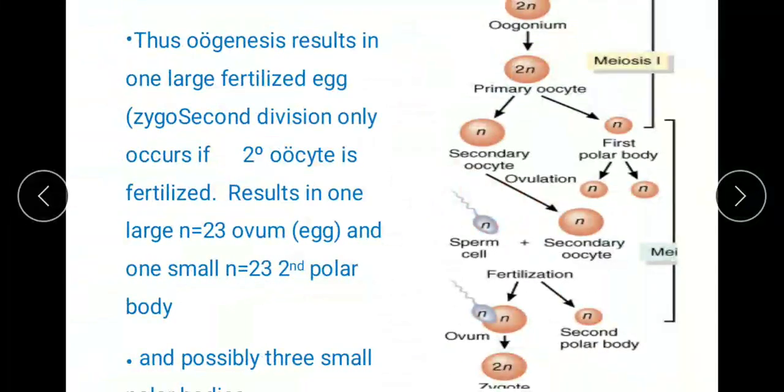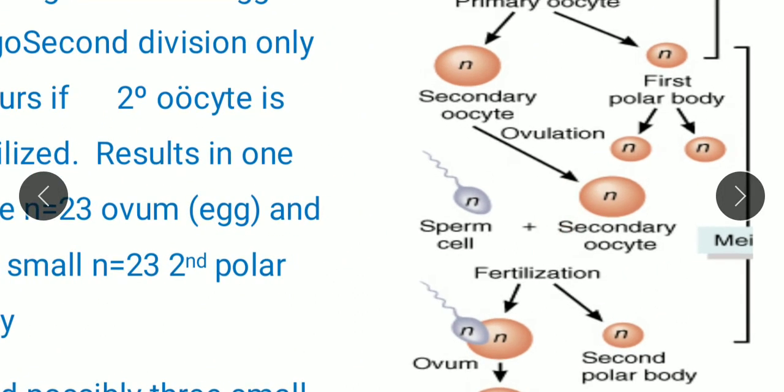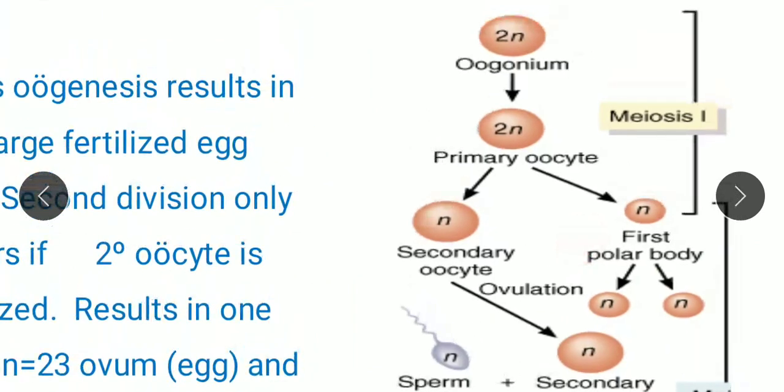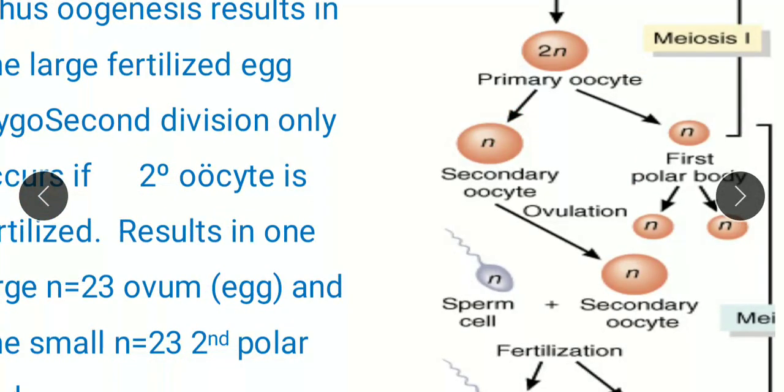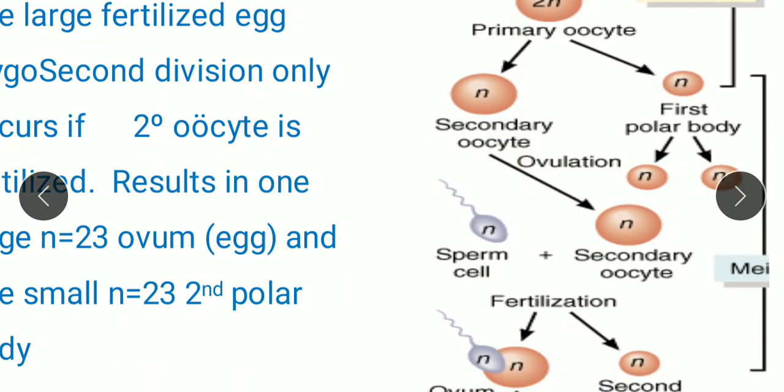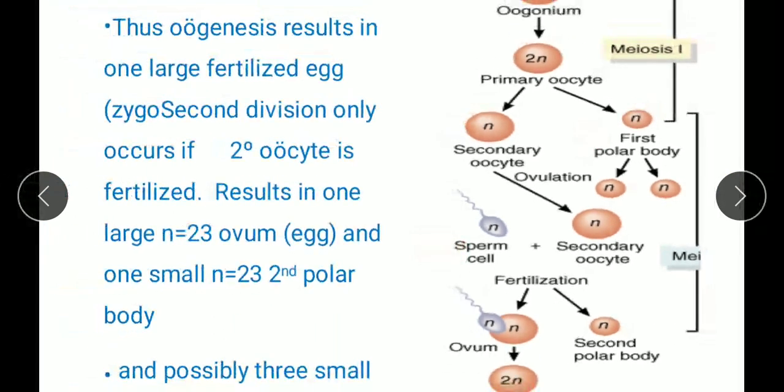This fertilized egg is the zygote. The secondary division only occurs if the oocyte is fertilized. So the secondary division occurs after the primary division. A primary oocyte changes into a secondary oocyte in the primary division. The secondary oocyte then undergoes the secondary division. When this secondary oocyte is fused with a sperm, that is fertilization, it results in one larger egg and one smaller polar body.